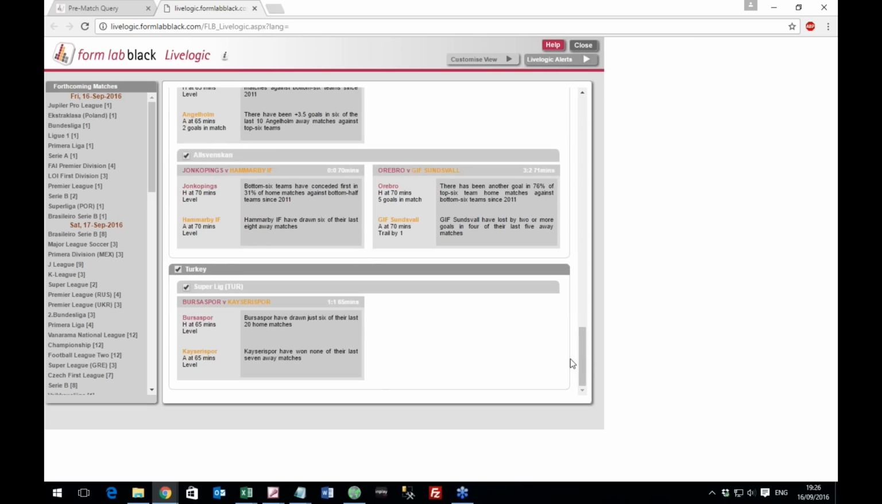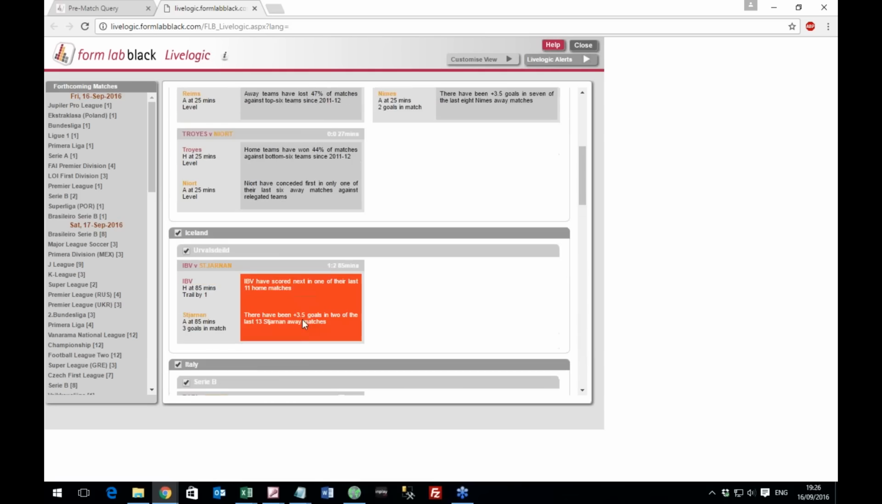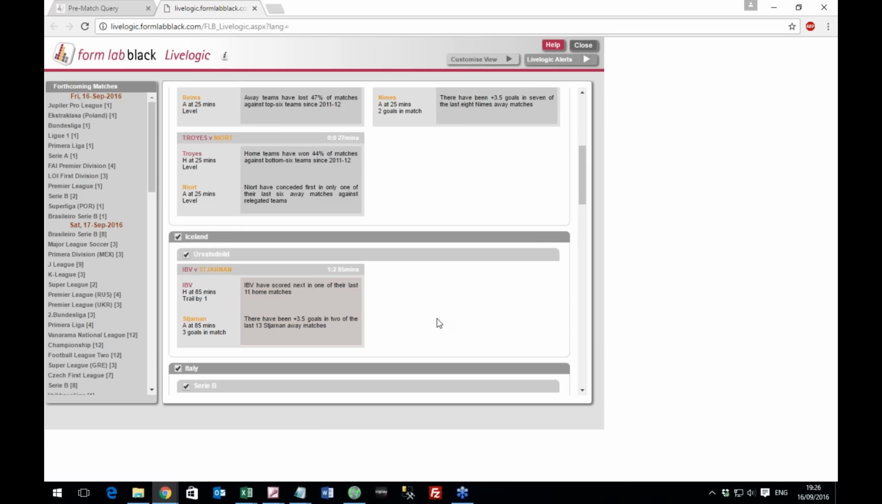If we look at the bottom one, which is Turkey, the top division in Turkey, we can see Bursaspor, an established Turkish team, playing against another good team, Kayserispor. It's 1-0 after 65 minutes, and the alert that's just flashed up is Bursaspor have drawn just 6 of their last 20 matches. Kayserispor have won none of their last 7 away matches. That's a quick way of looking at a game and a reason to have a bet.